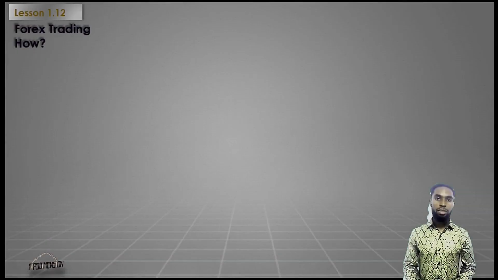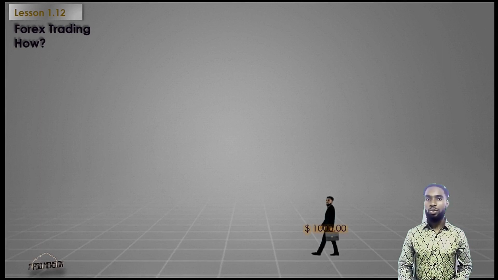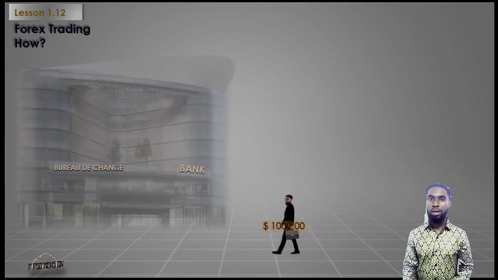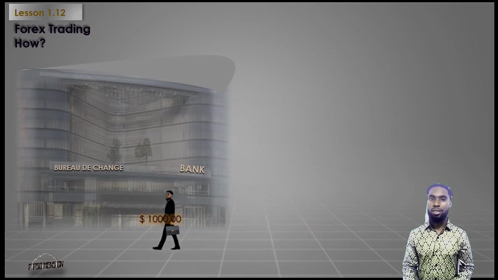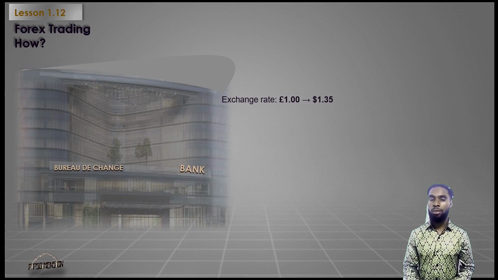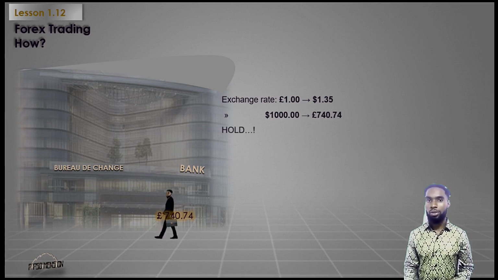For instance, if you have 1,000 US dollars with you and you decide to exchange this 1,000 US dollars into Great British pounds, you have to go to a forex bureau or a bank. You go there to find out that the exchange rate is 1 Great British pound to 1.35 US dollars. With this rate, when you exchange your 1,000 US dollars, you go back home with only 740.74 Great British pounds.